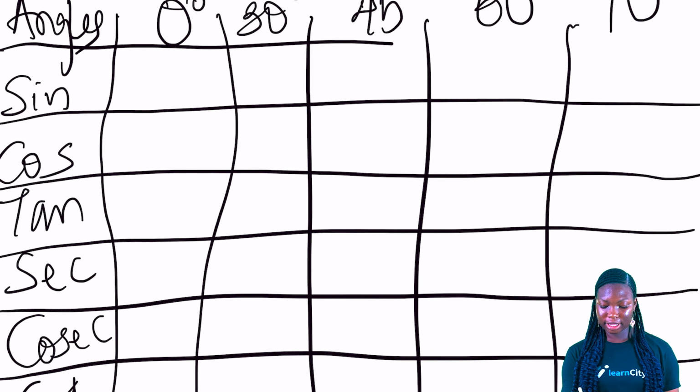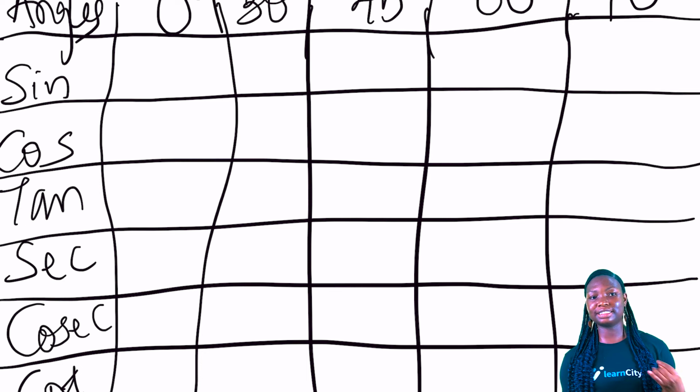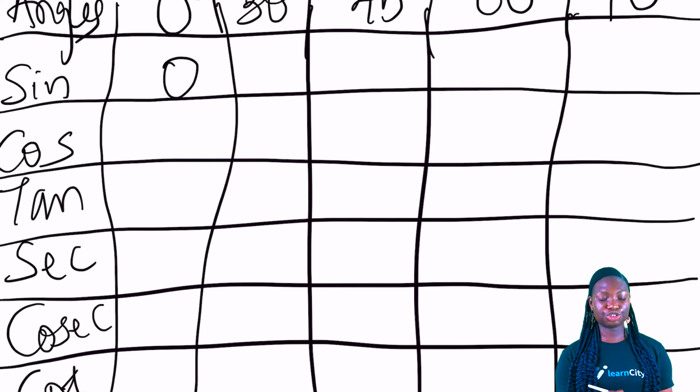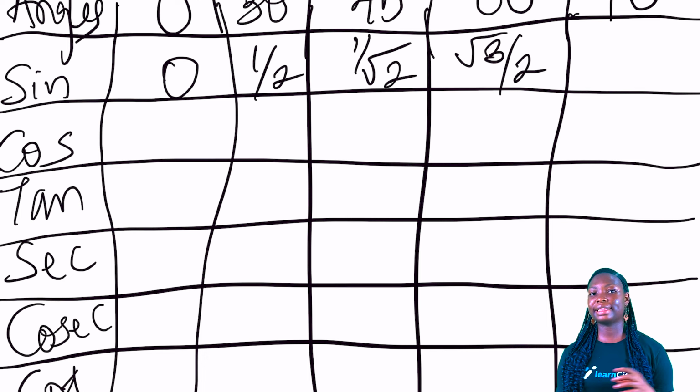Now, for 0 degrees, when we have sin 0, our answer is 0. When we have sin 30 degrees, it is 1/2. Sin 45 degrees is 1/√2. When we have sin 60, it is √3/2. When we have sin 90 degrees, it is 1.